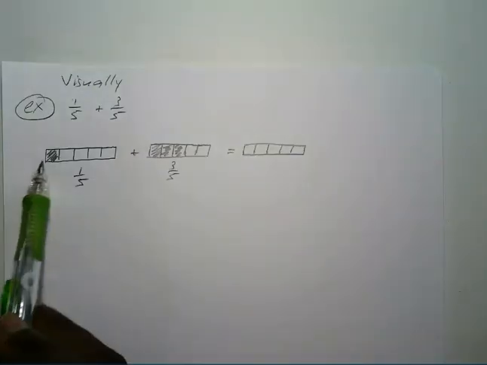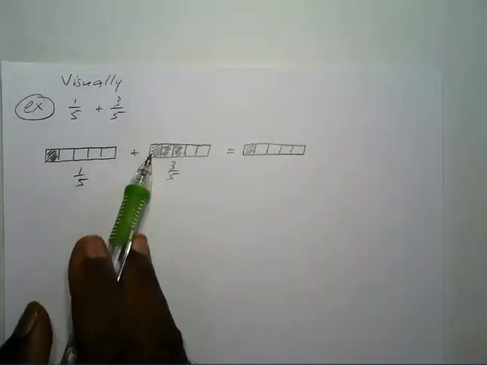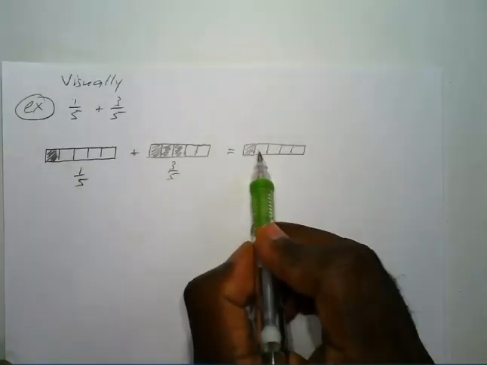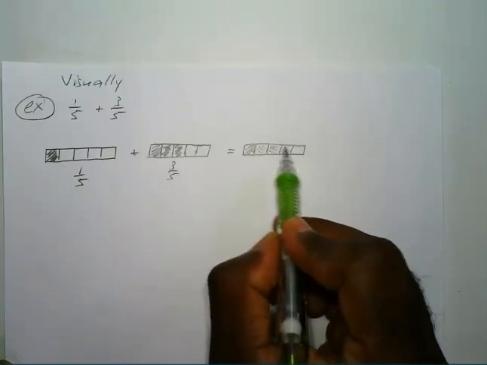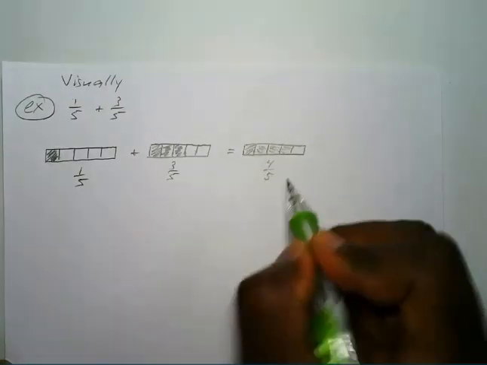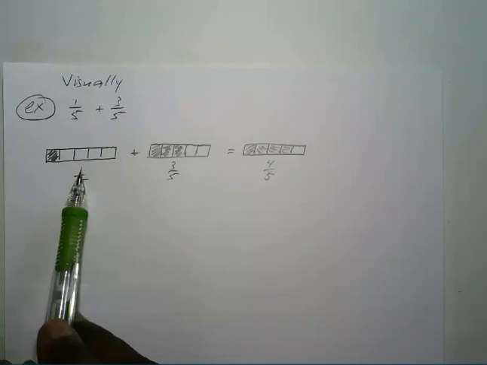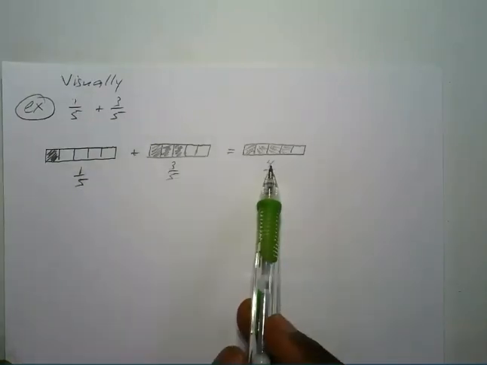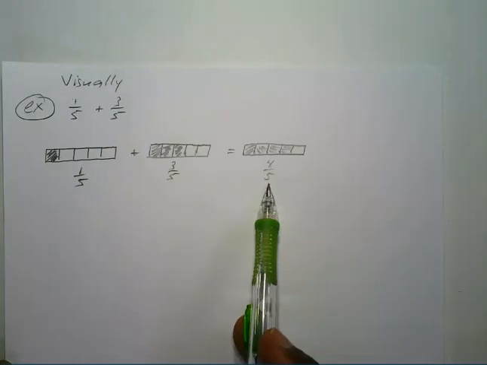So we make our last 5 sections. If we get this 1/5 and move it over here, then we get these 3/5 and move it over here. That gives us 4/5. So really all we have is 1 plus 3, which is 4. So we added our numerators and we put that answer over the same denominator.